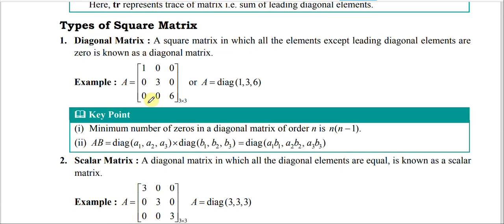We know this. Now the types of square matrix, no, the diagonal matrix. Diagonal matrix means only diagonal elements will be there, no? Only diagonal elements will be there. This will talk about a square matrix.